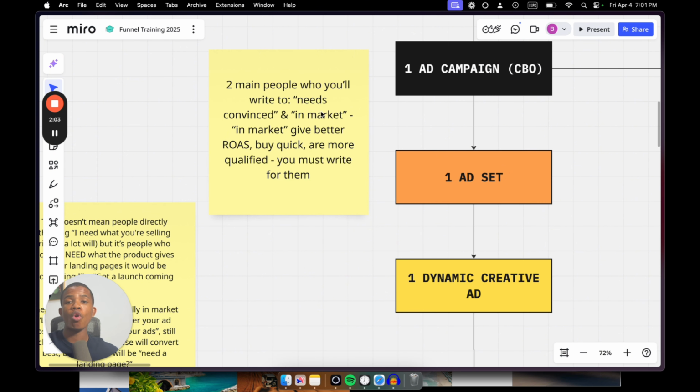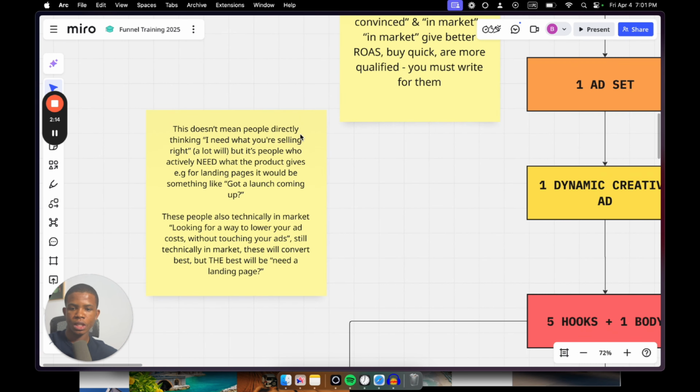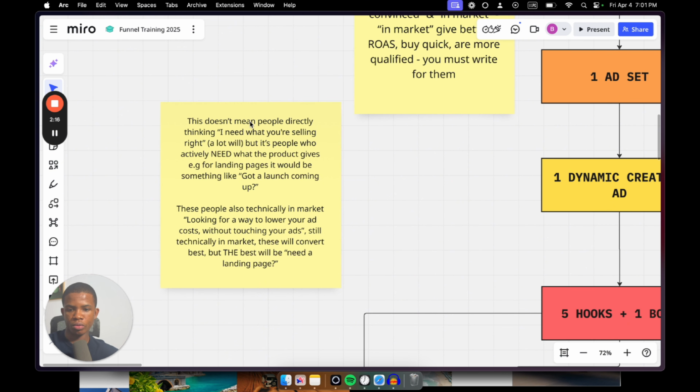But for these people who have the pain, who are struggling with a certain problem that you can solve, it's better to go after them, because that way, you can get people who are going to buy very quickly. Now, this doesn't mean people directly thinking, I need what you're selling right now, because a lot of them will, but it's people who actively need what the product gives. For example, for my service, which is landing pages, it will be something like, got a launch coming up. It's directly tied to a landing page. So if you have a launch coming up, which means you need a landing page, right?